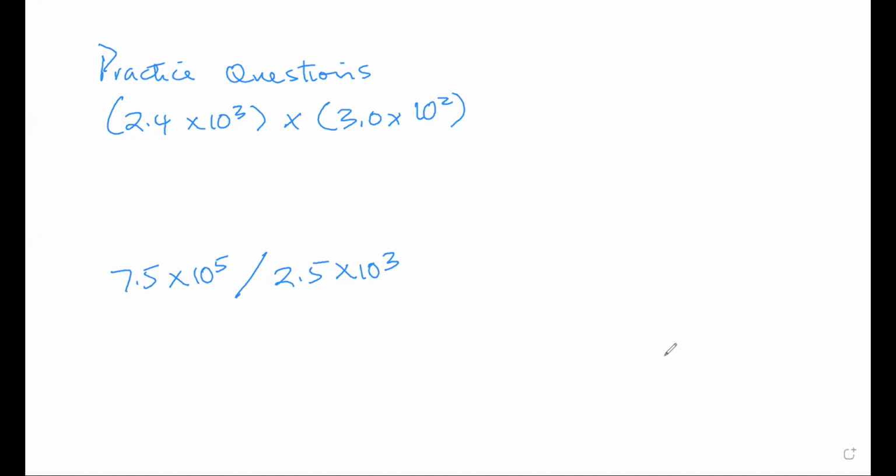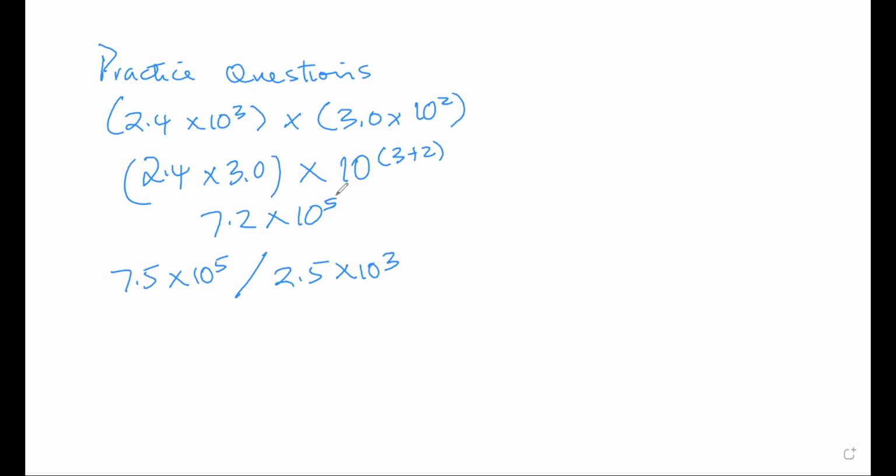Again, the exponents can be different. So we have 2.4 times 3.0. You multiply the coefficients times 10. We add 3 plus 2. Okay. If we multiply, this will be 7.2 times 10 to the 5th.